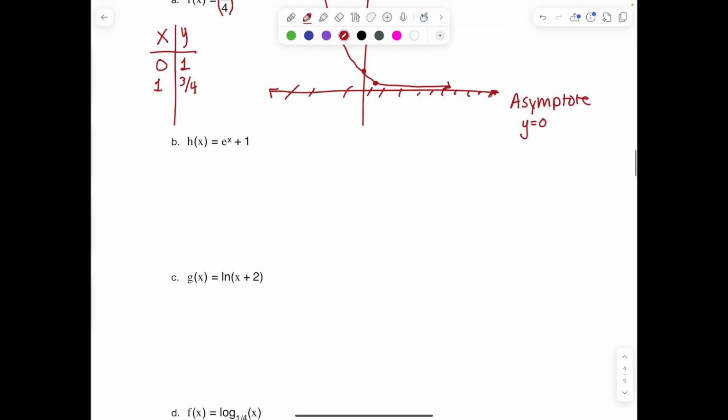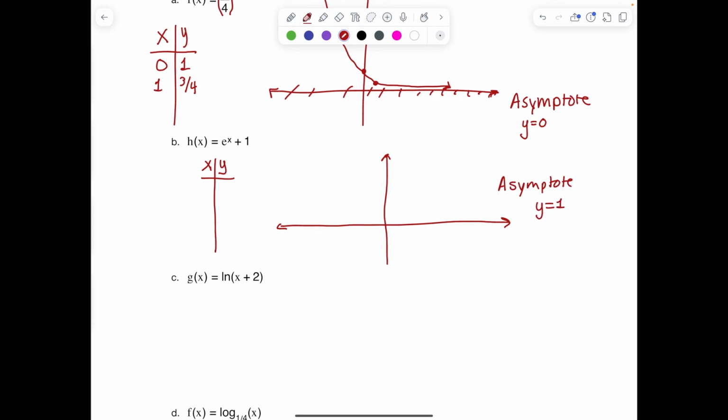Okay, so e to the x plus 1. This is going to be my graph here. My asymptote now is a little bit different because it is going to be shifted up 1 since we have this plus 1. So asymptote y equals 1. So here's my asymptote because I'm shifting up 1.